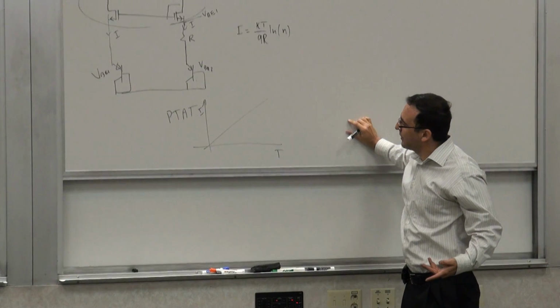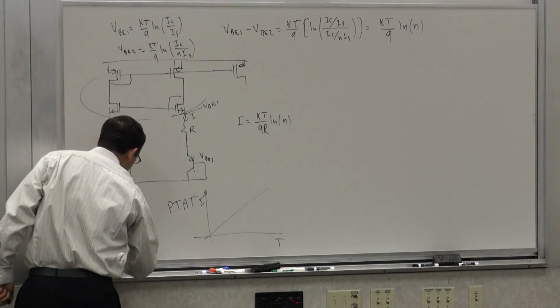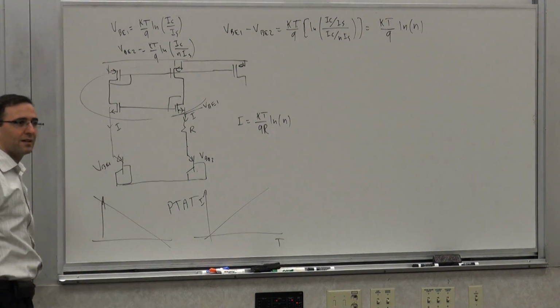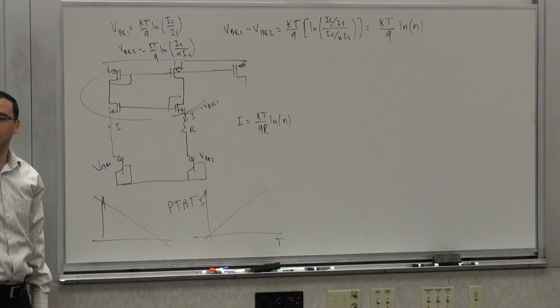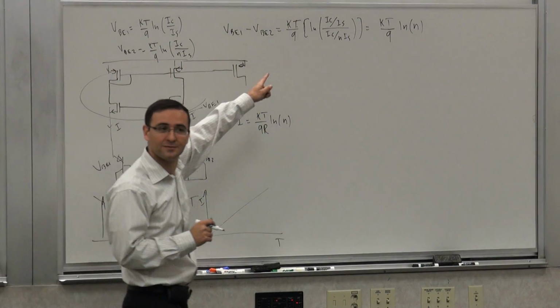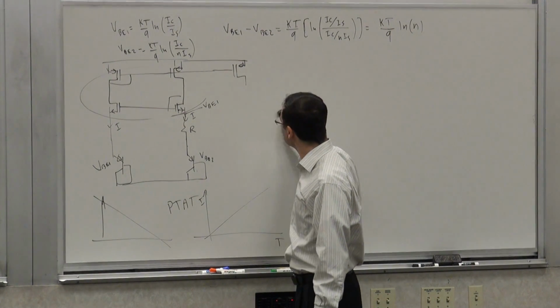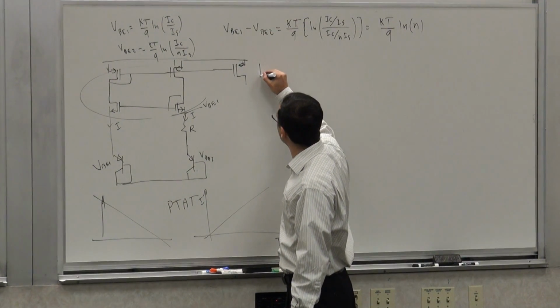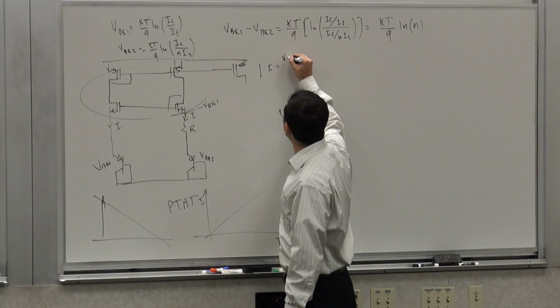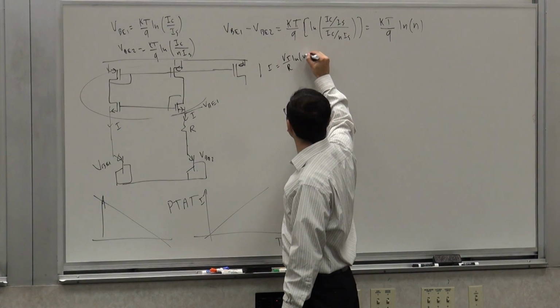So in other words, if I have a PTAT and I already had a CTAT, if I add them with the right ratio, I should be able to get something that's more or less constant, which would be the band gap. So what do I do? How do I add this? I have the current that's proportional, so this current I is VT, the KT over Q, over R, natural log of N.